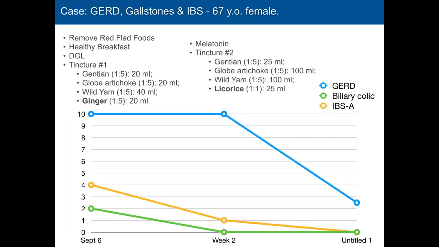And if we skip ahead, so the first visit, her reflux was a 10 out of 10, her GERD was, and she took the tincture I gave her, but she said it made her reflux worse.